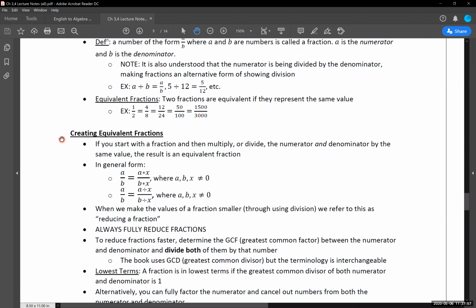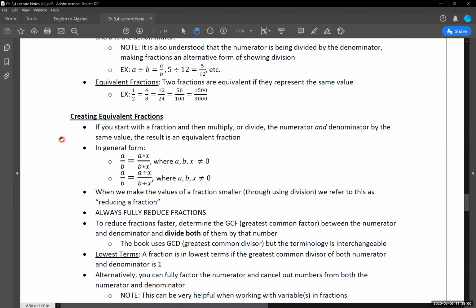So, creating these equivalent fractions, and we'll go through some examples of this, probably more in-depth next class, but at least get started with it. If you start with a fraction and then multiply or divide, no addition or subtraction, only multiplication or division, to create equivalent fractions, then we multiply or divide the numerator and the denominator by the exact same value. And that's going to result in creating an equivalent fraction. Very similar to when we were working with solving equations: whatever I do to one side of the equation, I do to the other side. Fractions are very similar in that regard, except that's with the numerator and denominator.